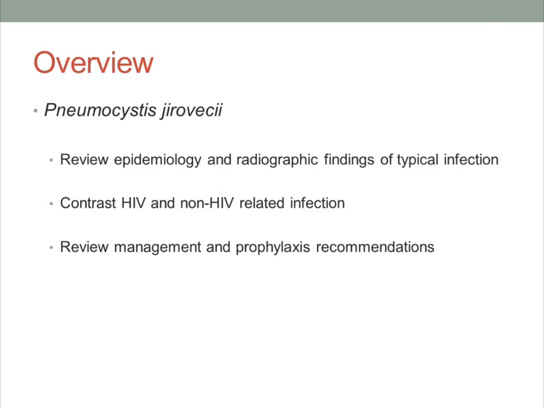So just an overview of what we're going to talk about, Pneumocystis jirovecii. We're going to go over the epidemiology and radiographic findings that are more classic for infection. It's important to know that not every patient is going to present with those, but giving you the typical presentation is important, and it's what usually shows up on the boards. We'll talk about how it differs in patients with HIV versus those who don't have HIV, like with malignancy or organ transplant, and then talk about the different management and prophylaxis recommendations.